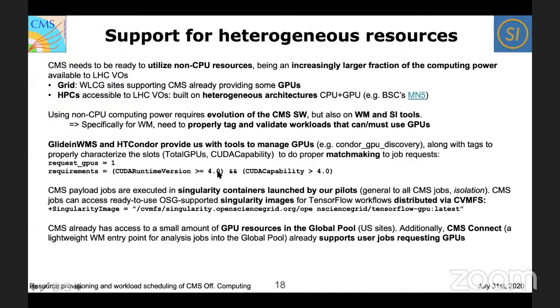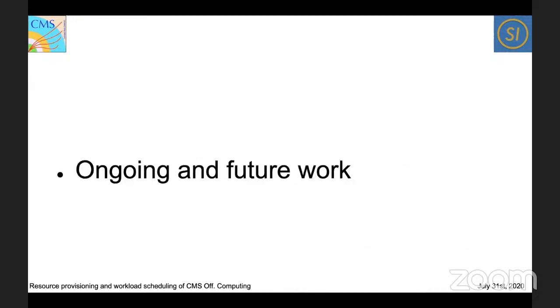All our jobs are executed in Singularity containers. And we have specialized Singularity containers for TensorFlow workflows. And these are distributed by CVMFS and supported by OSG. So CMS already has a small fraction of GPU resources in the global pool, mostly in the US sites. And also we have a method of submission of jobs, CMS Connect, which is a lightweight WM entry point mainly for analysis jobs and already supports requesting GPUs. So we are starting to get prepared for the use of GPUs, let's say.